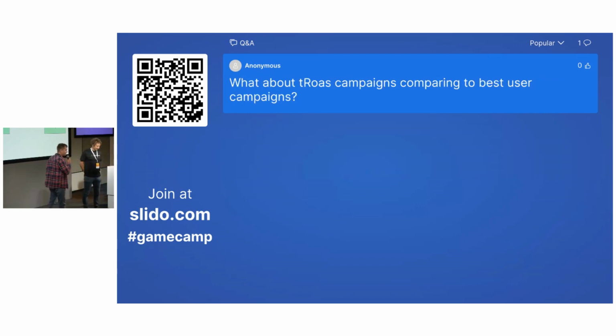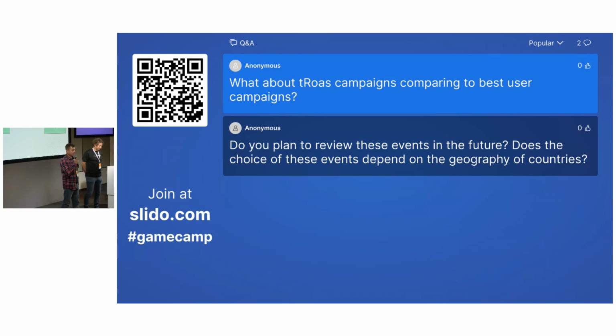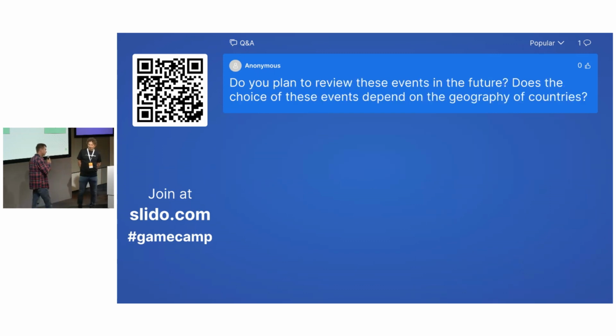What about tROAS campaign compared to best user? Under one account, we also have a target ROAS campaign, but those target ROAS campaigns are for the ad revenue event, for instance, ad impression. So those campaigns are more ad revenue optimized rather than in-app purchase directly. We are not doing a target ROAS campaign for in-app purchase. We were trying to do a target ROAS campaign for good user.